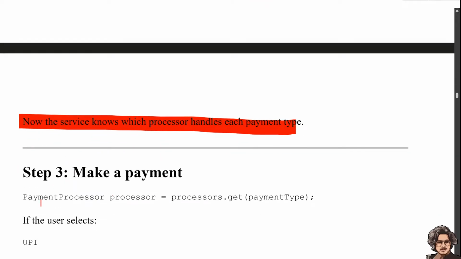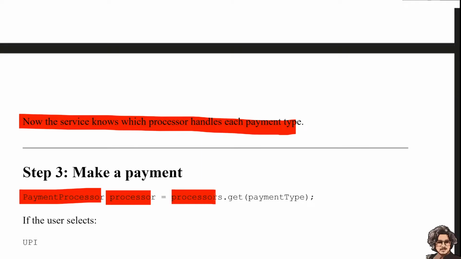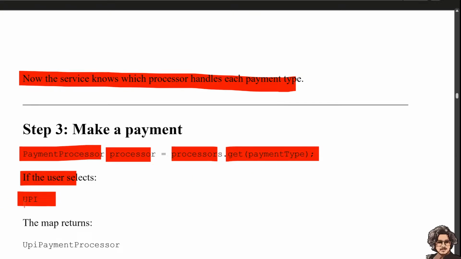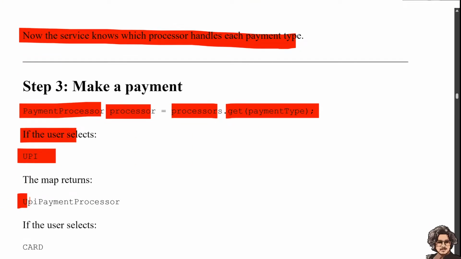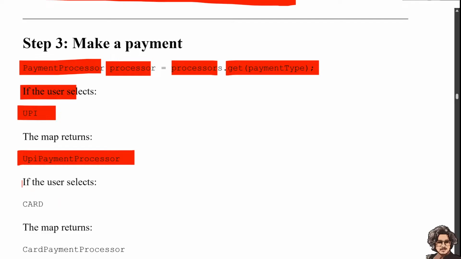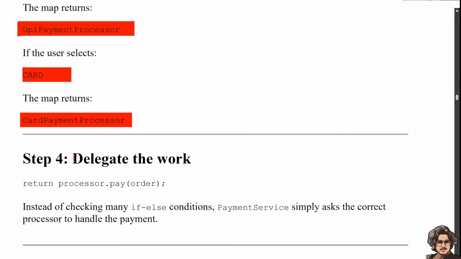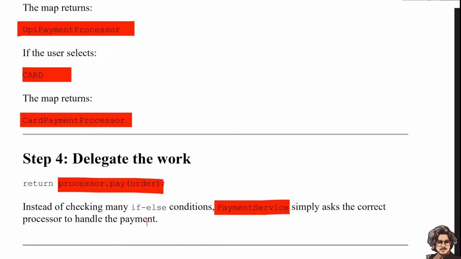Make a payment: the payment processor gets the processor for the payment type. If I select UPI, the map returns the UPI payment processor, and if the user selects card, then the map returns the card payment processor. Then it delegates the work and returns processor.pay(order). So instead of checking if-else conditions, PaymentService simply asks the correct processor to handle the payment.